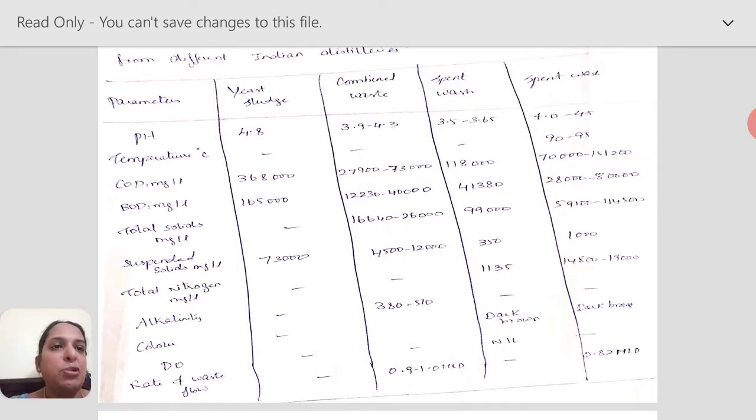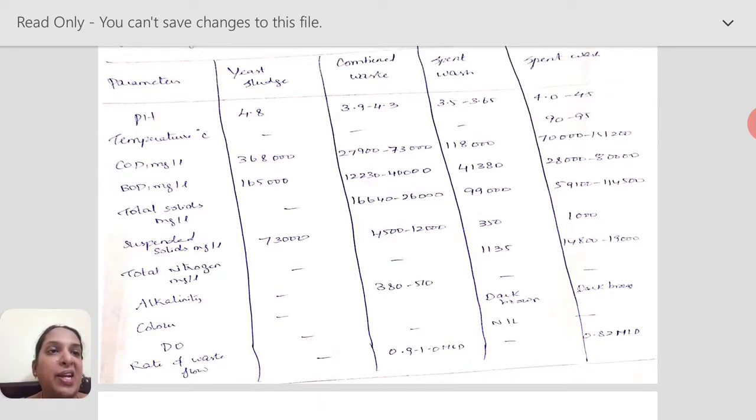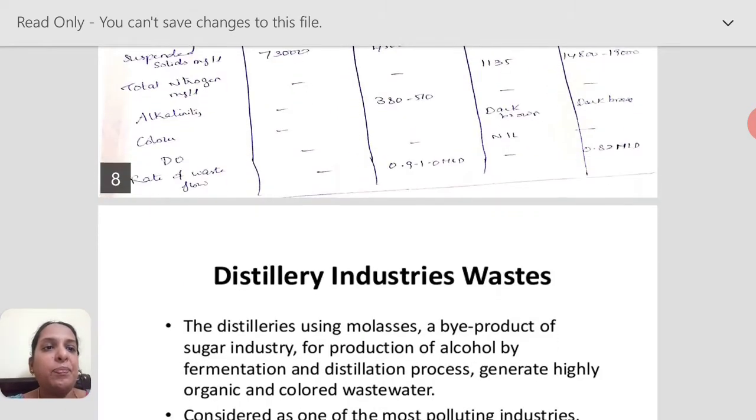However, this shows you the typical values, where you can see that the temperature of the spent wash is also very high, 90 to 95 degrees centigrade. This shows that we cannot leave this wastewater directly into the stream because of this high temperature. It will affect the aquatic life inside the stream, and it cannot be sent to the sewer courses either. So that is the main drawback of the distillery industry.